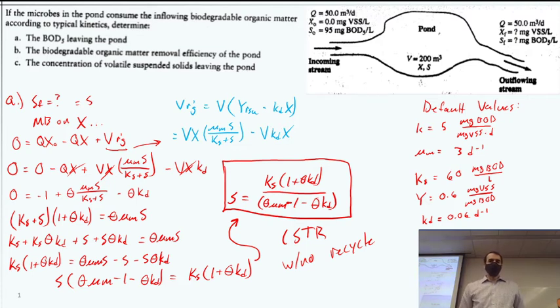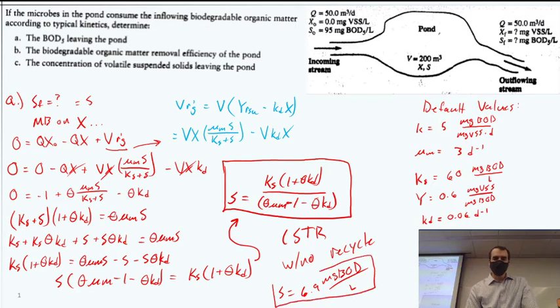So with that, we'll go ahead and get back to this problem here. So part A, we were looking at the amount of BOD. This is the amount of waste stuff, S, leaving the pond. So we derived this equation for S, and at this point it's just a matter of plugging in the values. We have some of these values given. If we put them all together and use that equation, we should end up finding that S equals 6.9 milligrams BOD per liter. So that would end up being our solution to part A. And again, this equation is specific to a CSTR with no recycle.